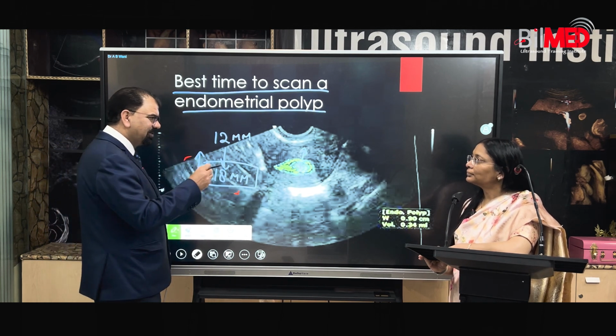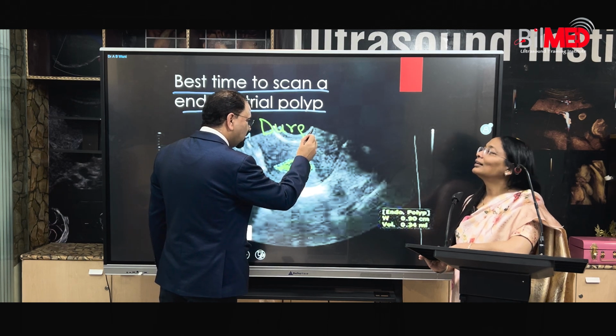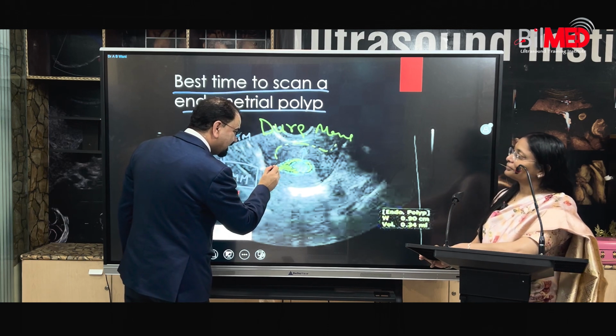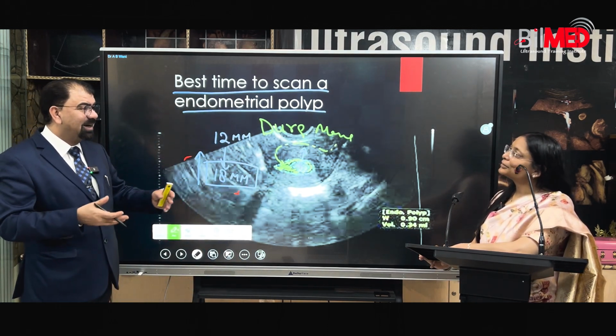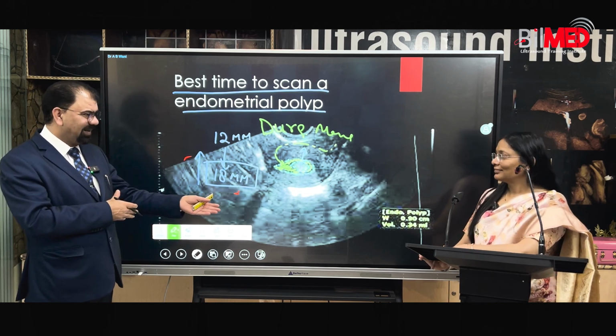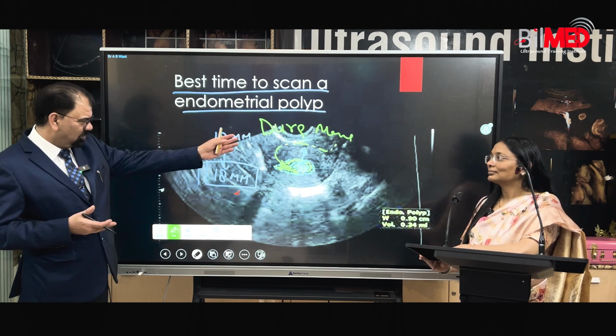Now if you are scanning during menses, you will expect some fluid in the endometrial cavity. So this is the natural sonosalpingography. You don't need to insert the saline. Insert the probe during the period. I am not recommending this as routine.